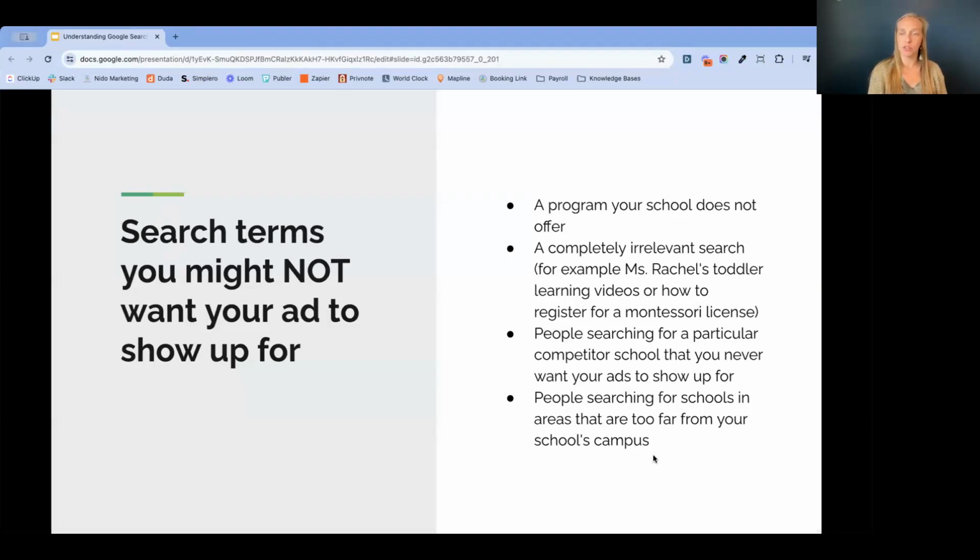Or people searching for schools in areas that are too far from your school's campus. So maybe one of the search terms is a town that is over an hour away. We may not know that. We do our best to know that, but sometimes we don't. So this is where we would need your help. And this would be a search term that you might not want your ad to show up for.